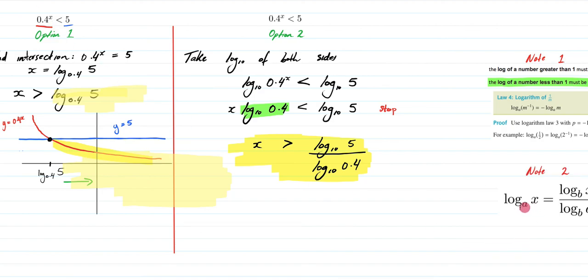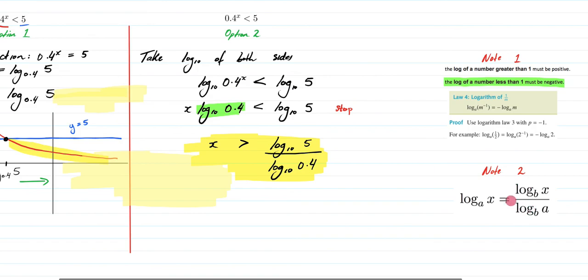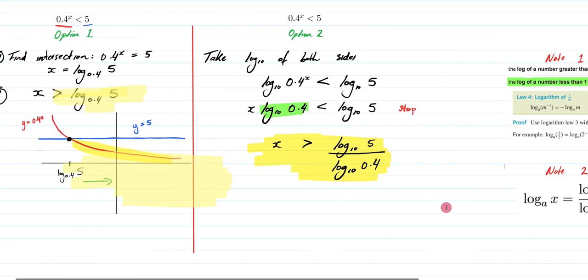All right. So that is proving this law right here, that log a to the x equals log b to the x over log b to the a. So that right there is showing that, but we've already seen it.